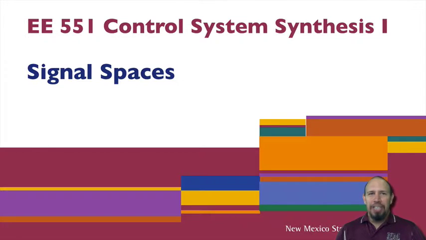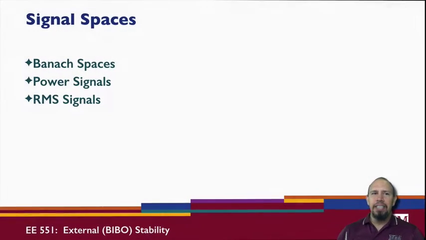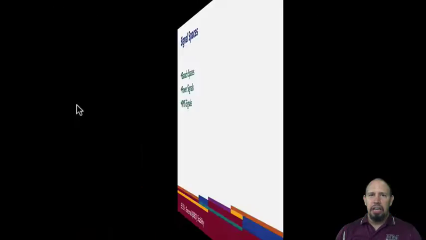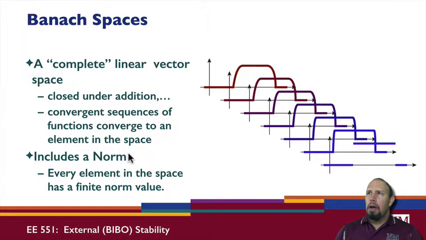Right, now we're going to talk about signal spaces, that is, spaces of signals. So these are some example spaces of signals. We'll talk about Banach spaces and then some other types of signals. Banach space is a math definition, and it basically corresponds to what is called a complete linear vector space.